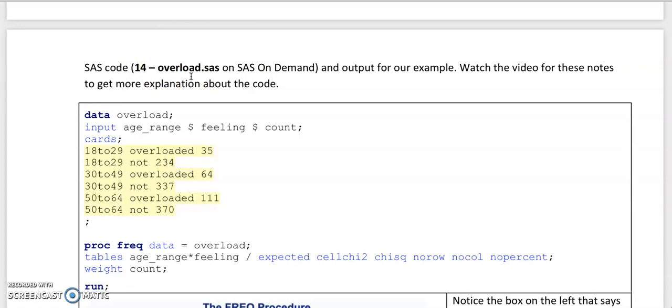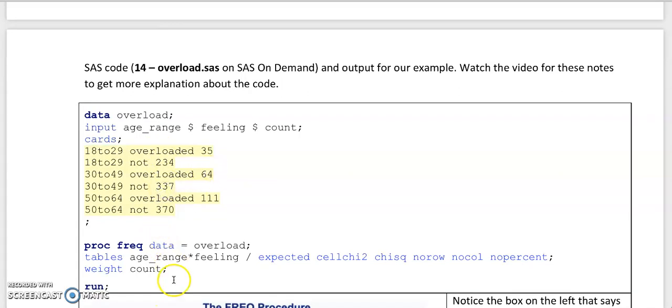might look like. So for this example, similar to what we saw in Notes 13, I've got my age range variable, I've got the feeling variable, so overloaded or not, and then I've got a variable telling me how many people fell into each category. So this would be referred to as writing the data out as counts. We could also see this as raw data. So in that case, instead of having one line for each combination of these variables, I would have one line for each person, and I wouldn't have this count variable. I would just see this combination here show up 35 times in my data.